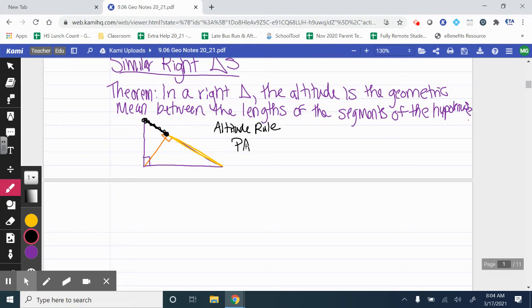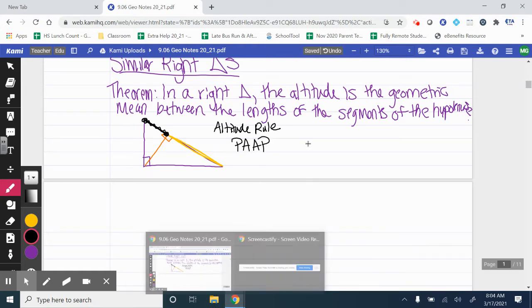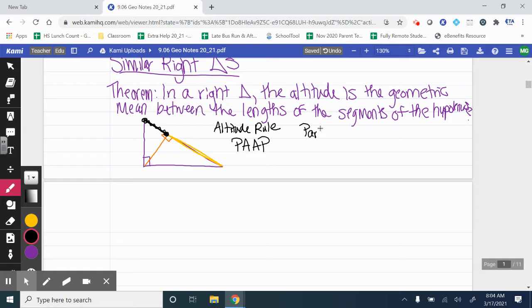Which we call our PAP rule, P-A-P. What that stands for is you're going to take part of the hypotenuse, P for part, over the altitude equals the altitude. Remember, those geometric means have to be the same. And we said the altitude is the geometric mean, so that has to be along the means, over the other part of the hypotenuse.